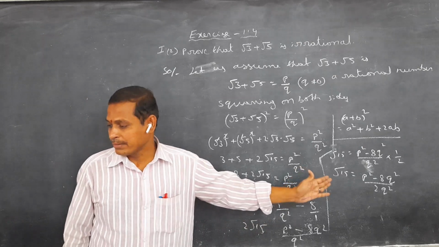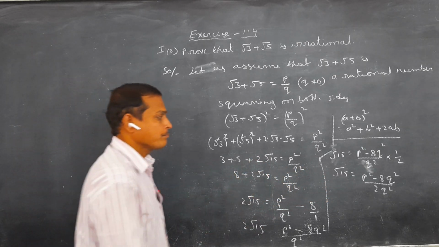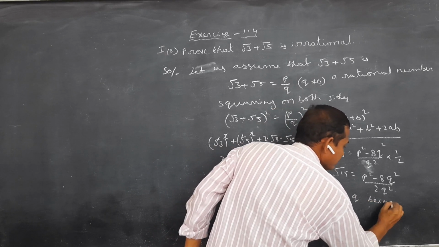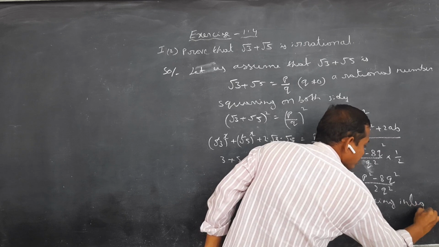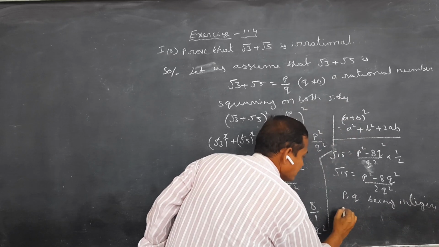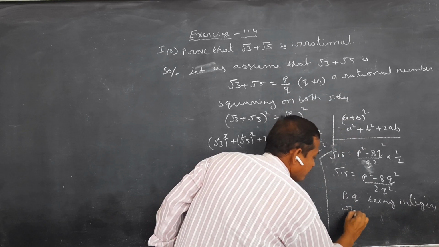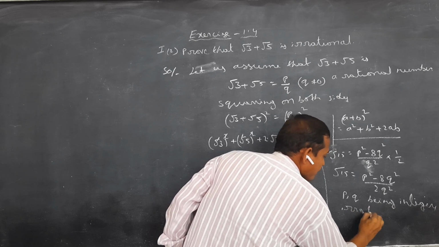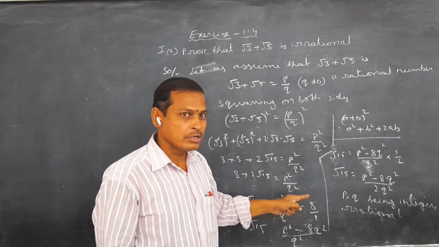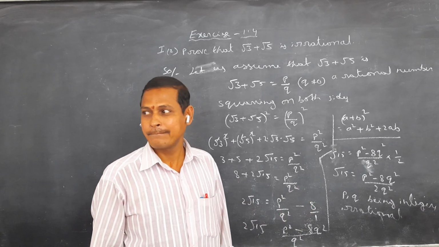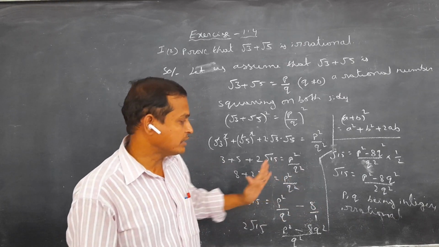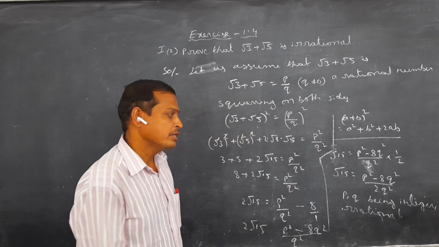So 2q square. That leads to, so p, q being integers, is a rational number. So this leads to root 15 being also an irrational number.